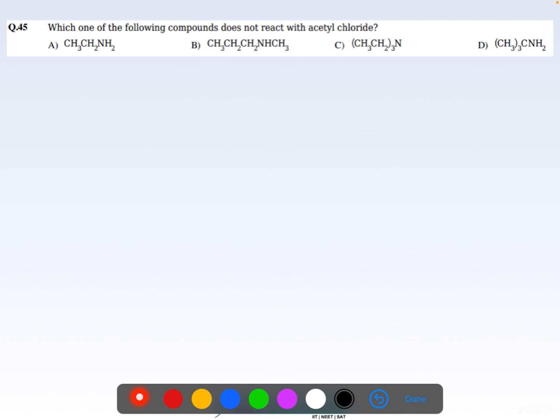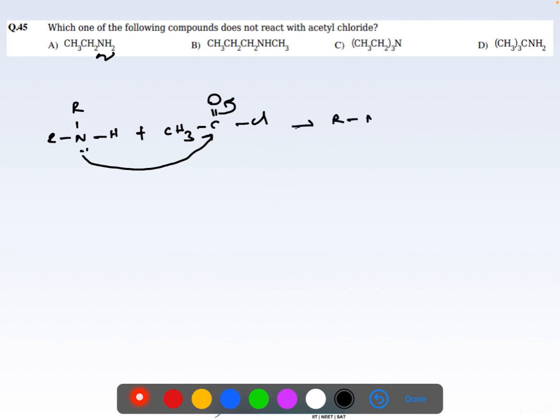Which one of the following compounds does not react with acetyl chloride? Generally, amines having at least one hydrogen attached to nitrogen. That means when an amine has at least one hydrogen, this will react with acetyl chloride, CH3 C double bond O Cl. So here nucleophilic attack takes place to give an intermediate like RNR, with a positive charge on nitrogen, then O minus, Cl, CH3.